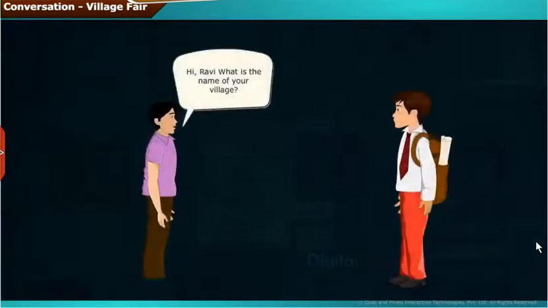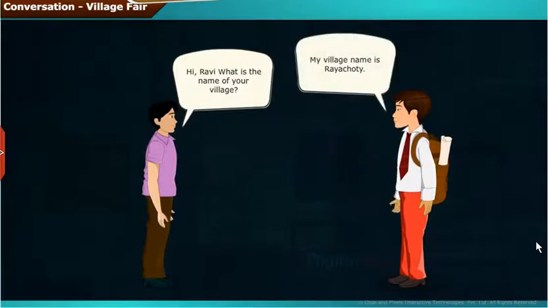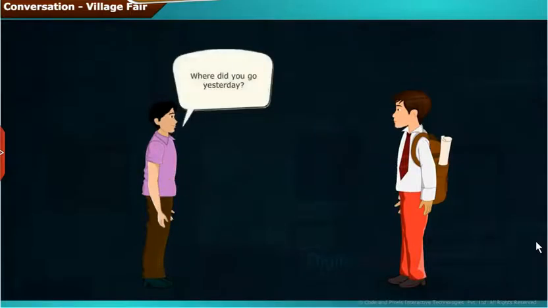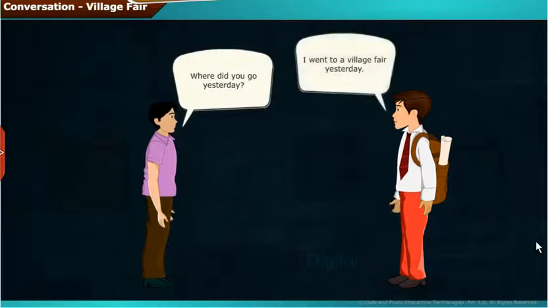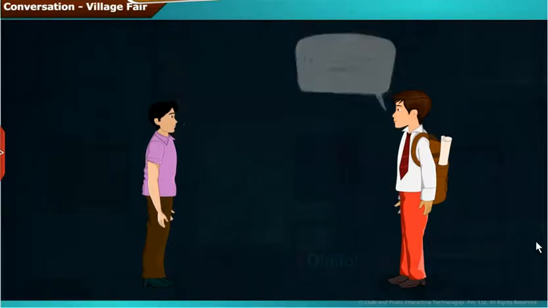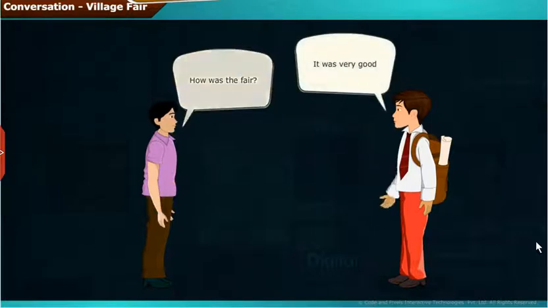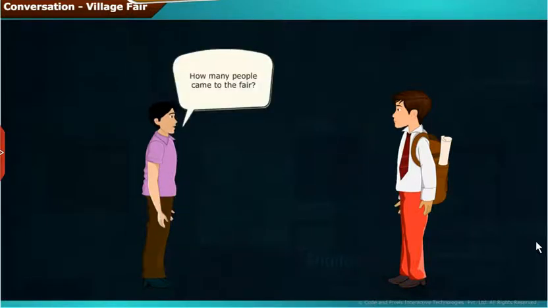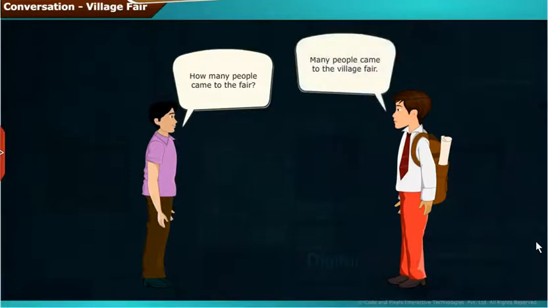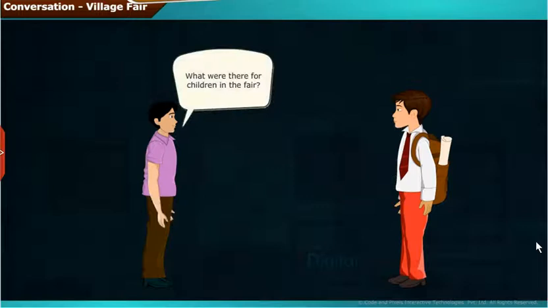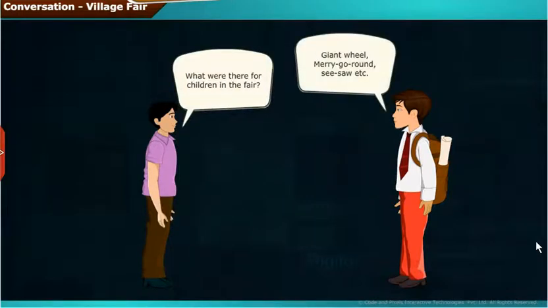Hi Ravi, what is the name of your village? My village name is Rayachoti. Where did you go yesterday? I went to a village fair yesterday. How was the fair? It was very good. How many people came to the fair? Many people came to the village fair. What were there for children in the fair? Giant wheel, merry-go-round, seesaw, etc.